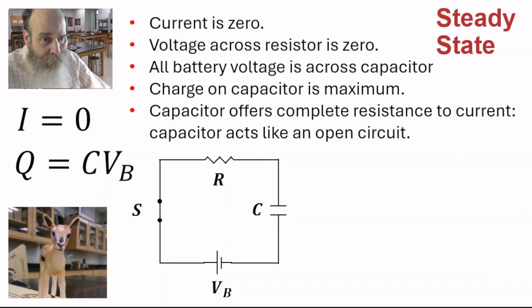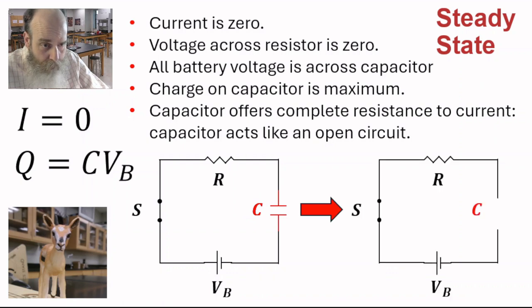The capacitor acts like an open circuit. So in our circuit, we can replace the capacitor with an open circuit. It's as if we just cut the wire at this point. And then, of course, no current is going to flow through that circuit.